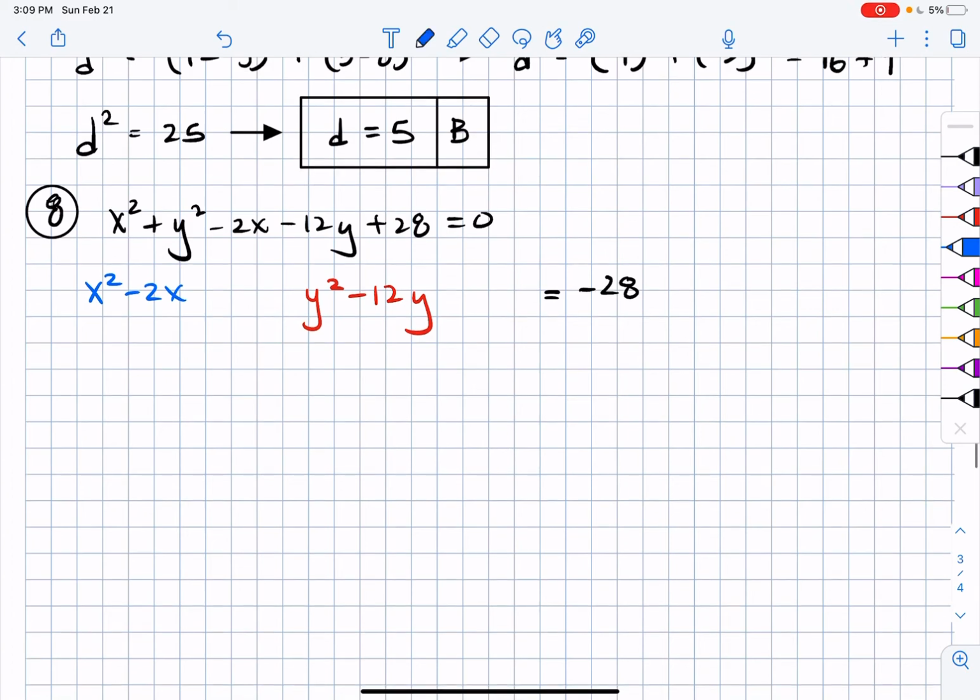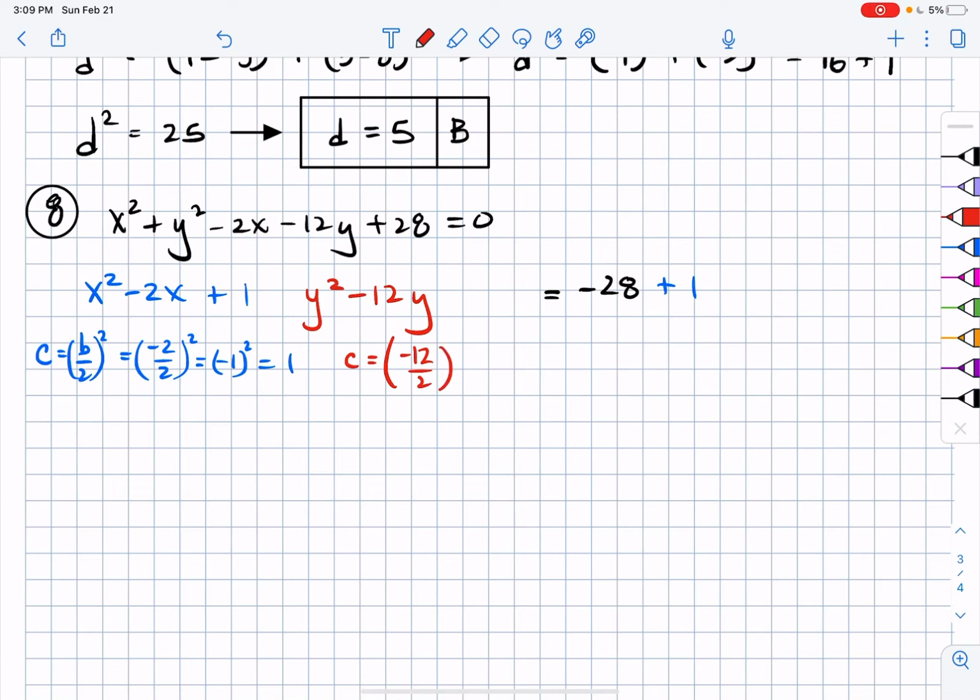So I got to find my new c, which is equal to b divided by 2 squared, which is negative 2 divided by 2 squared, which is negative 1 squared, which is 1. So I got to add 1 and add 1. The other c is equal to negative 12 divided by 2 squared, which is negative 6 squared, which is 36. So I got to add 36 here and add 36 there.